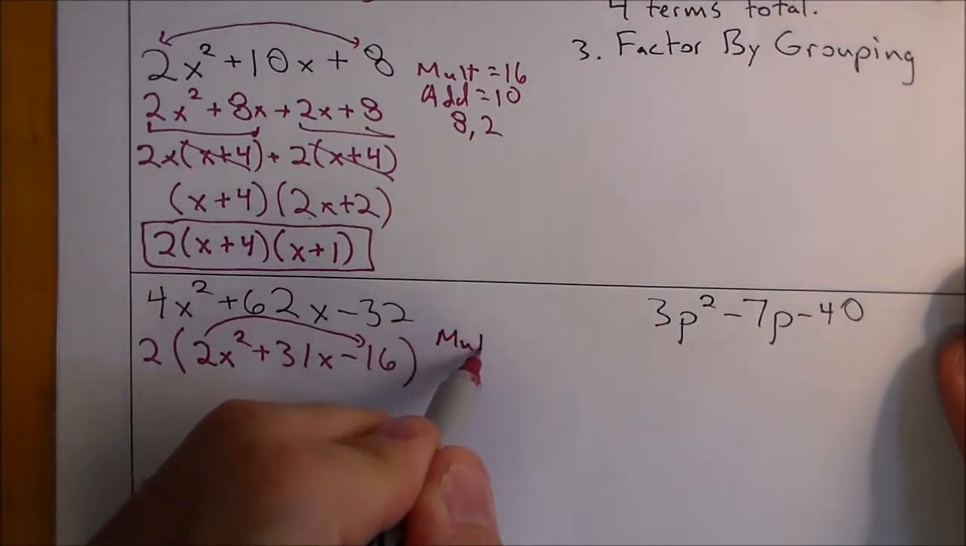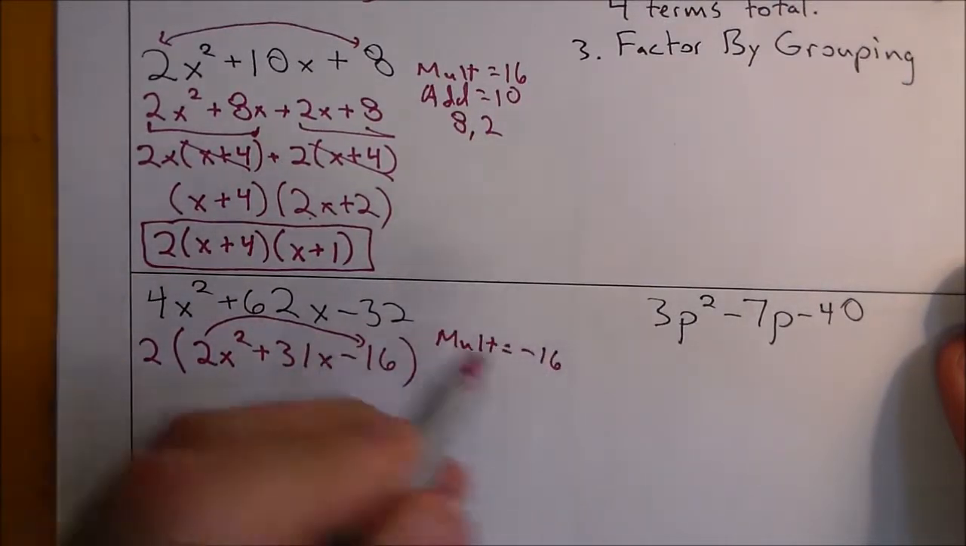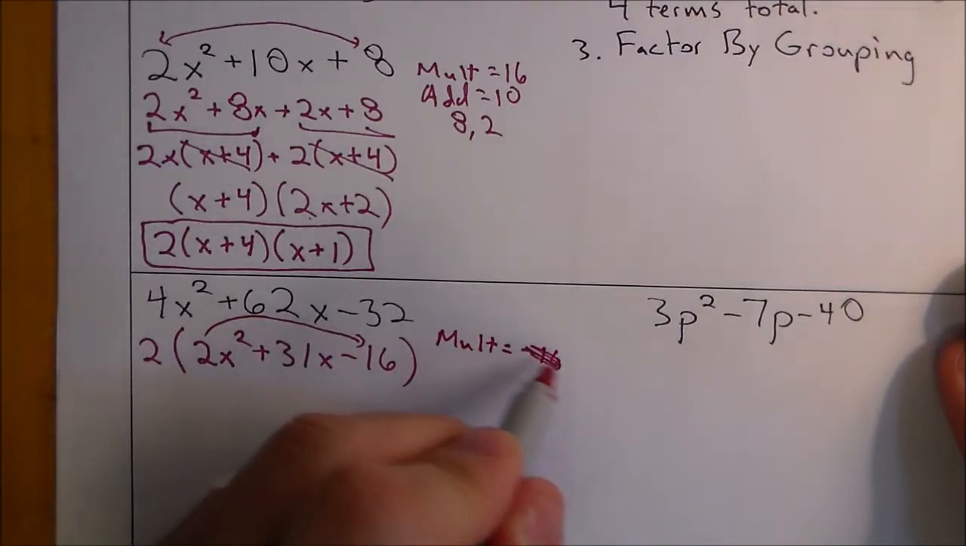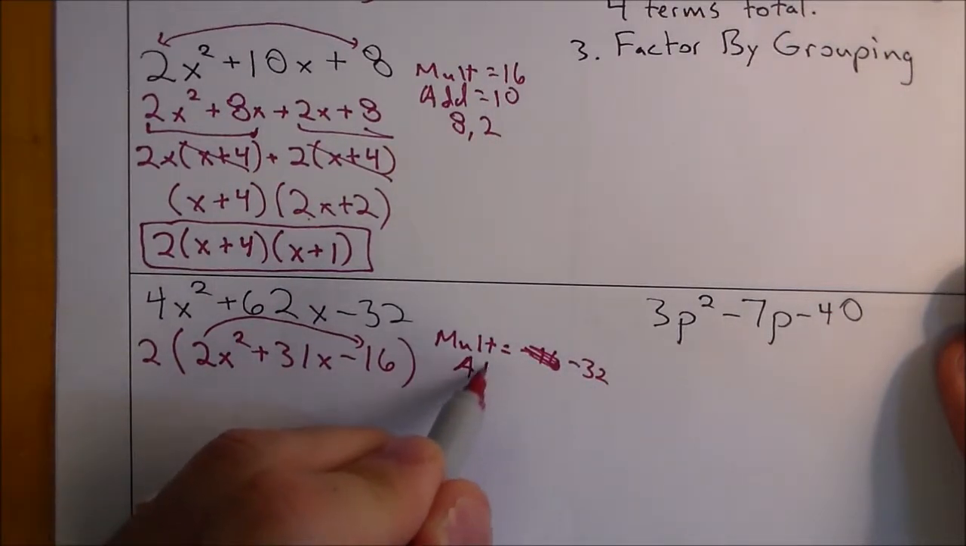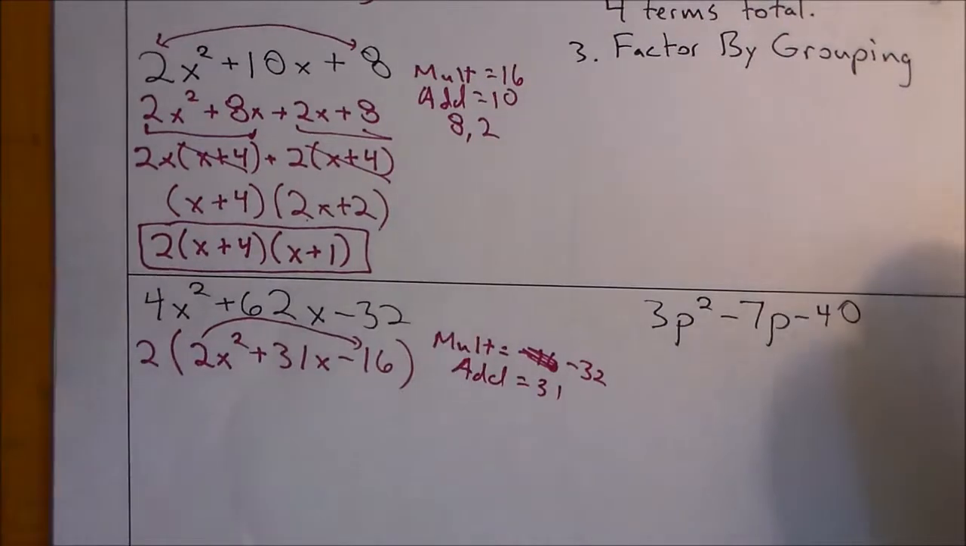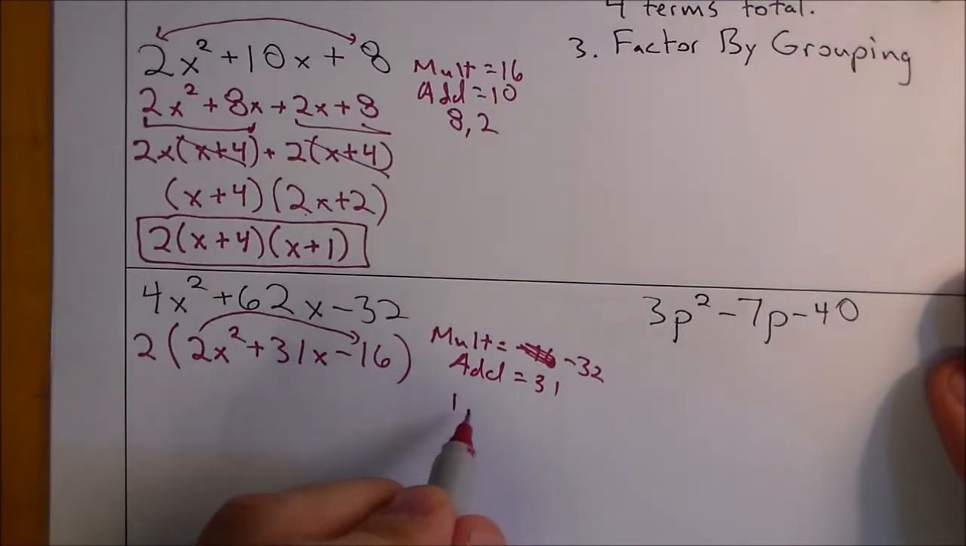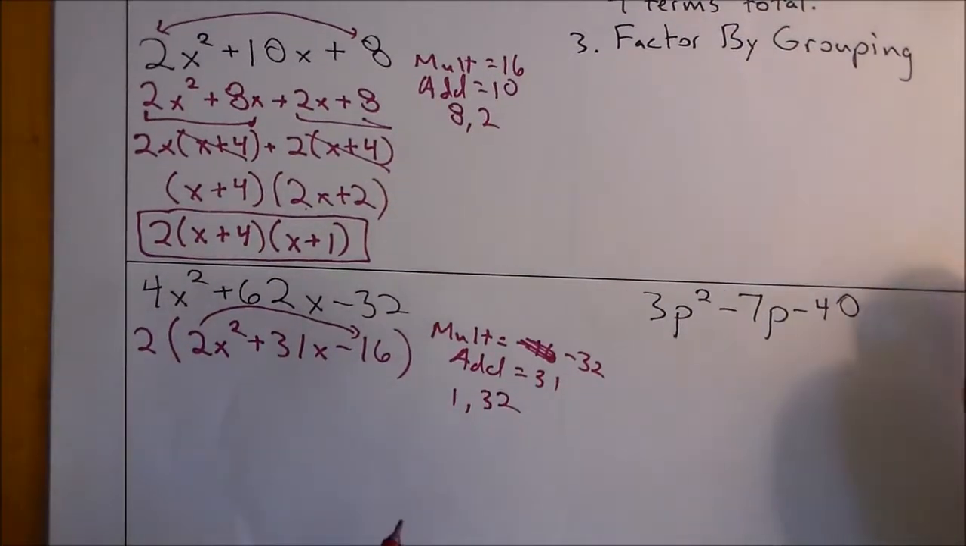So I'm looking to multiply to negative 32, and I want to add to 31. So now we got some negatives. So let's think of multiples or product, the factors of 32.